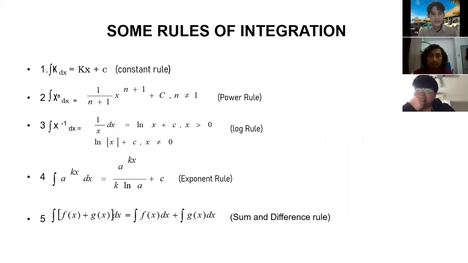Next, some rules of integration. First, there is a constant rule, and then power rule, log rule, and then exponent rule, sum and difference rule. We can see all five here.